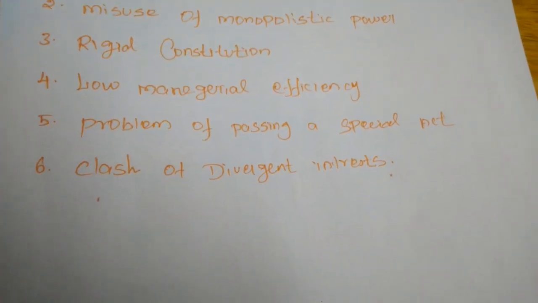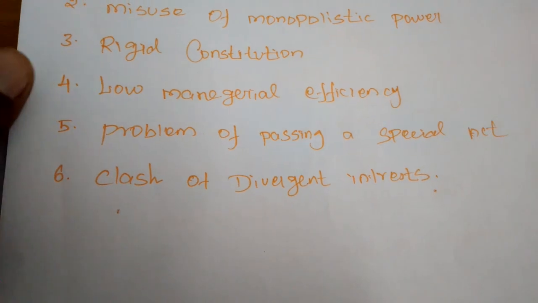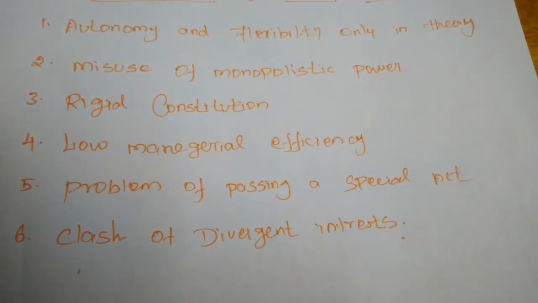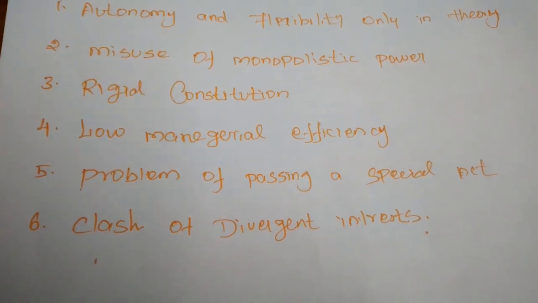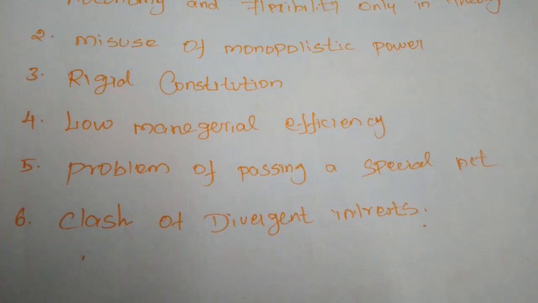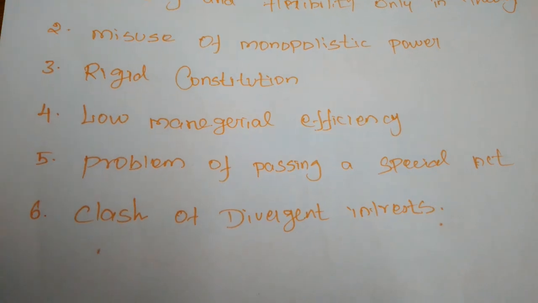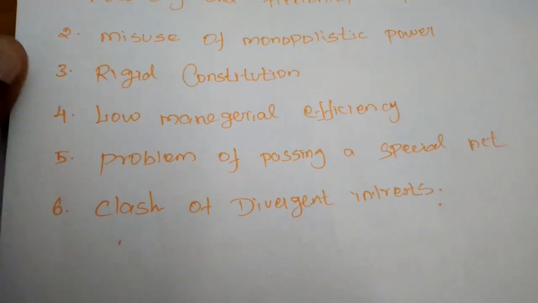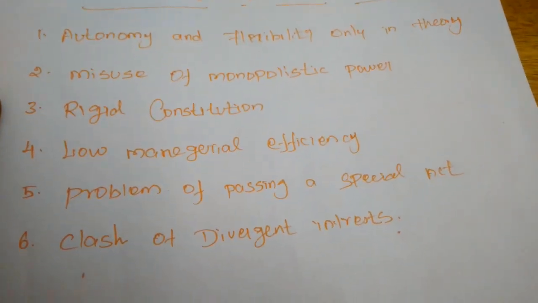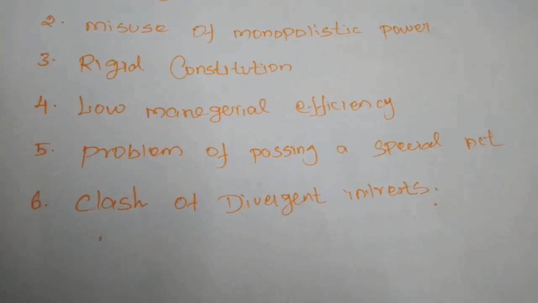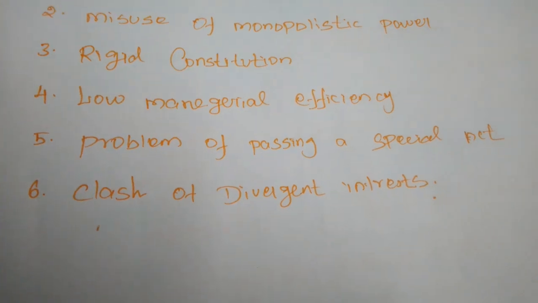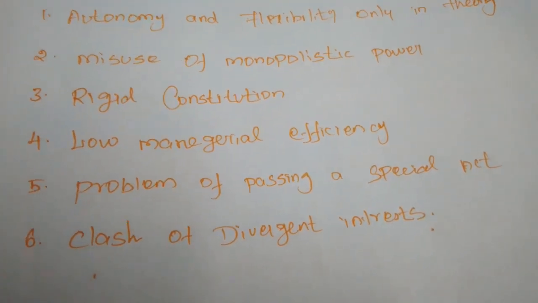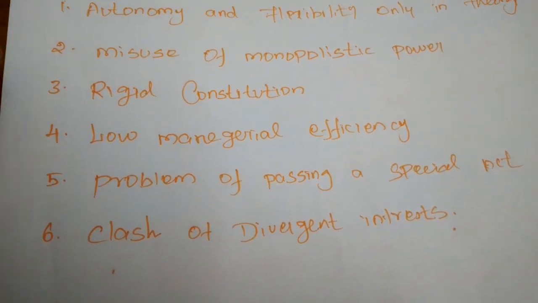Next, the problem of passing a special act. A public corporation cannot be formed without passing a special act. If we want to establish a public corporation, discussions will happen in parliament, and the ruling party and the opposition party will be quarreling to accept or oppose the special act. This is a time-consuming and difficult process, and even after enacting the act to establish the public corporation, it will take more time to be constructed and come into existence. Hence the scope for setting up public corporations is very restricted.